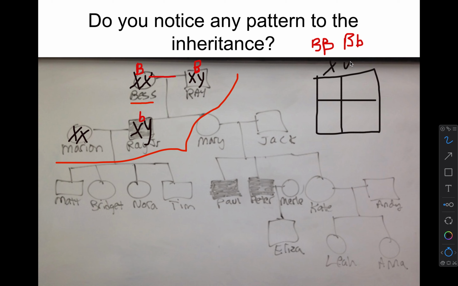So we have an XY and an XX. And we're going to use this to work backwards, right? So we know that this is going to be XY, XY, this is X, X, X, X. Okay, so let's take a look.